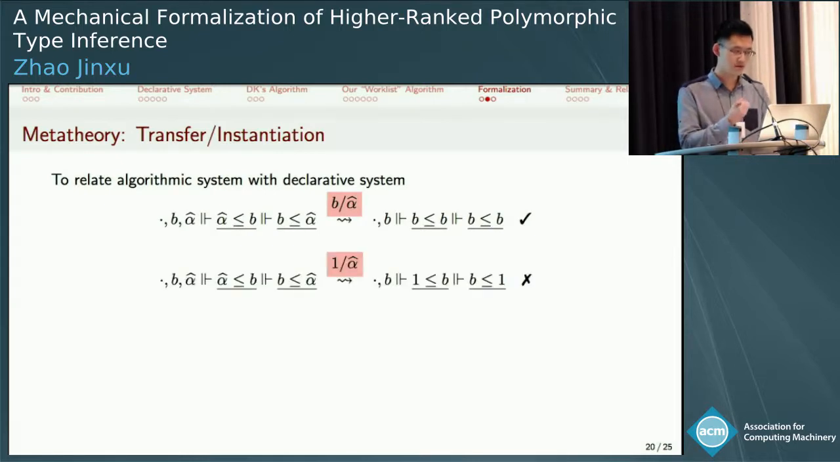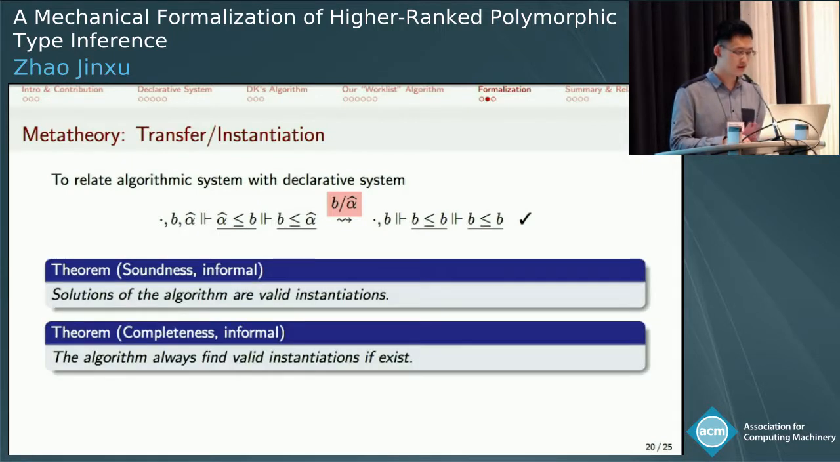And we need some way to relate the algorithmic system with the declarative system. The difference is that the algorithmic system has unknown variables, the meta variables. So we need to find a proper instantiation. Here are 2 examples. If you instantiate alpha with b, it seems valid for the declarative system. But if you instantiate it with unit, the declarative system will reject it.